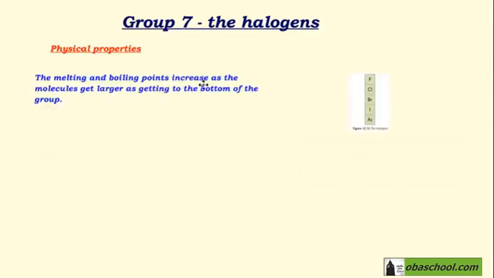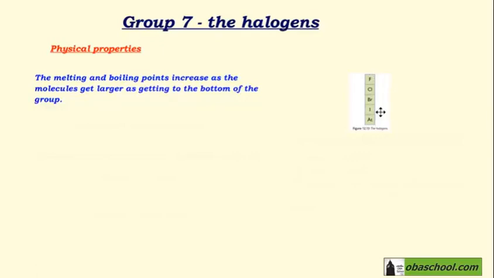In this video, we will explain the physical properties of halogens, or group number 7 in the periodic table. The melting and boiling points increase as the molecules get larger, getting to the bottom of the group. So this means that as we move down the group, down column number 7, the molecule gets larger and larger, and therefore the boiling point and the melting point will increase, because a higher temperature will be needed for the element to boil or to melt because it's getting larger as we move down the group.